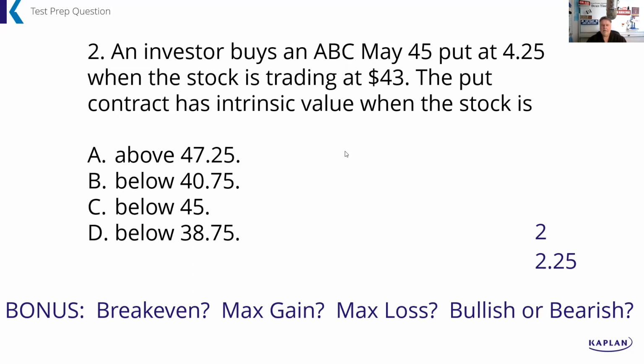An investor buys an ABC 45 put. So again, what Dean likes to do is, it's not tested, but I always want to, as part of my process, put underneath the contract, what am I looking at? And when I buy a put, what I'm looking at is a choice to sell. So I'm looking at a choice to sell the stock at the strike price.